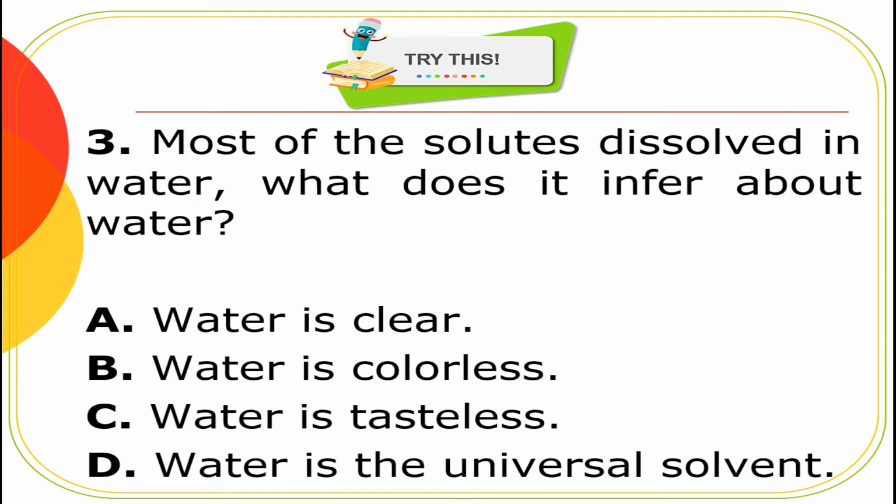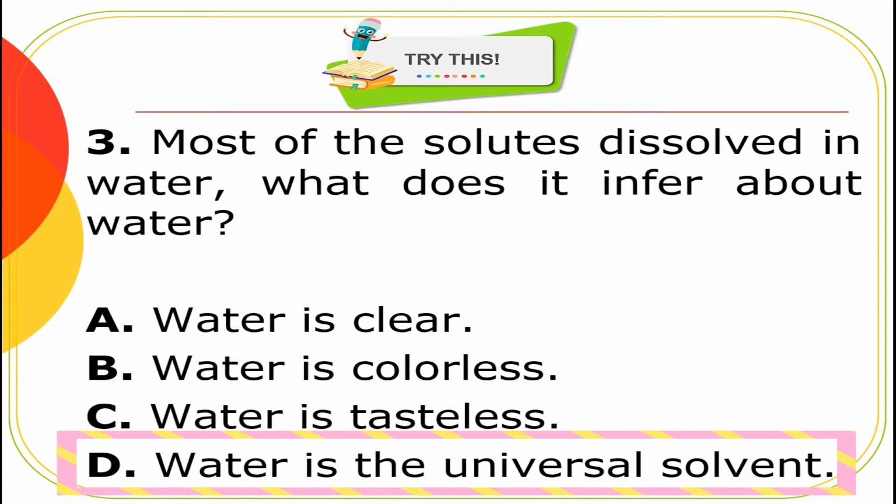Number 3. Most of the solutes dissolved in water. What does it infer about water? A. Water is clear. B. Water is colorless. C. Water is tasteless. D. Water is a universal solvent.